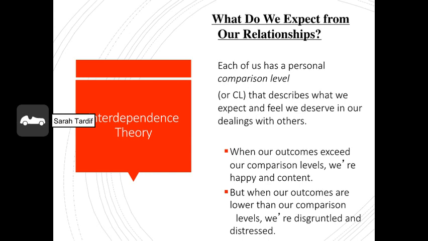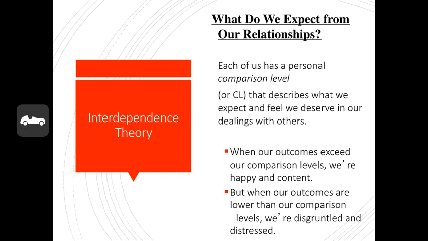What we expect from relationships is understood as this next important component, our comparison level, or CL. This is where satisfaction comes in, because our comparison level is what we expect from relationships generally, what we feel we deserve in our dealings with others. And we are going to apply that comparison level, that general, this is what I think I deserve in relationships, this is how I think relationships should reward me, to our particular relationship. So what am I getting with this partner?